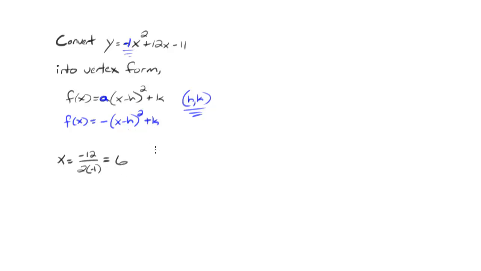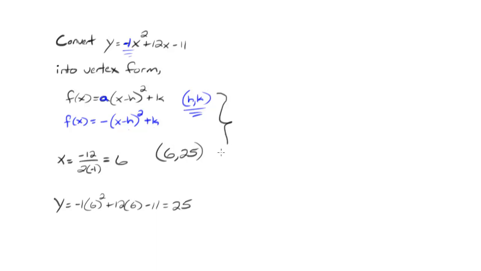So if I'm trying to find my vertex here, it's 6 comma something. And to find out what the y value, or the output, is, I just plug in a 6 into this thing, so I get negative 1 times 6 squared plus 12 times 6, and then minus 11. Plug that in and calculate all of that. I get that this is 25. So my vertex is at 6 comma 25. And actually, that's all the work I need to do.